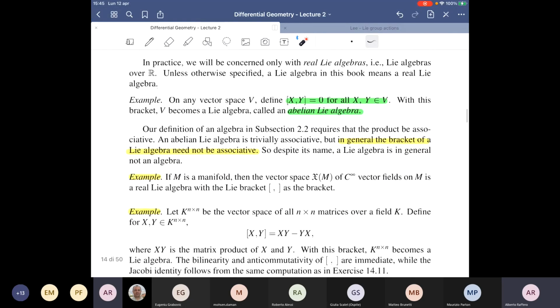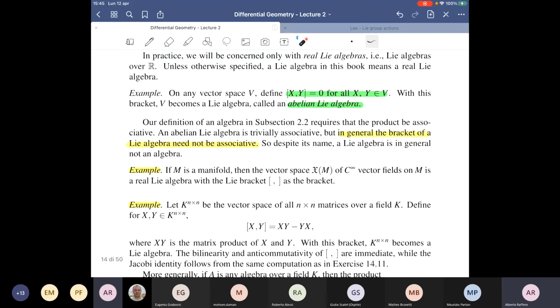Of course, you can define some simpler examples. For instance, on any vector space, you can define the bracket to be equal to 0 for every pair of vectors, and in this way you get what is called an abelian Lie algebra. But in general, of course, you can have different types of Lie algebras, and we shall see other examples later.